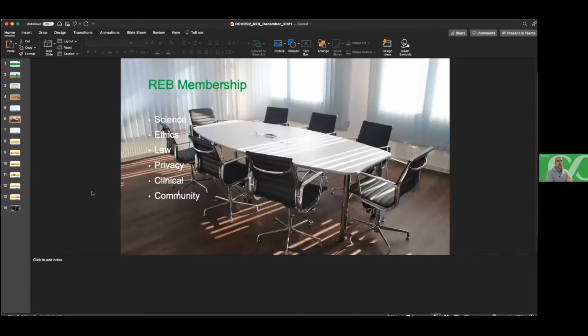And so just to give you an idea of the membership that makes up our REB at Holland Bloorview, and this is going to be fairly common across all of your REBs for human research participants. You're going to have representation on the board from scientific members, members who are experts in ethics, of course, members with expertise in health law, and this is health law generally across North America and even globally.